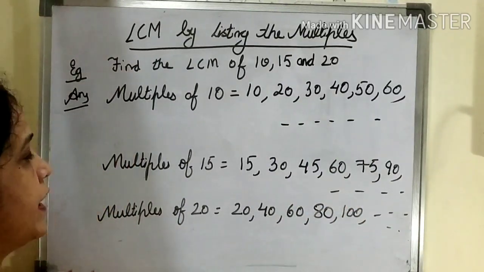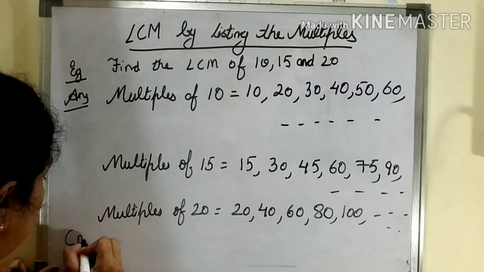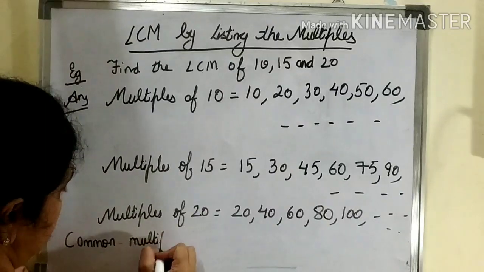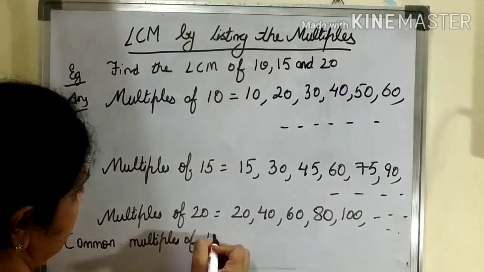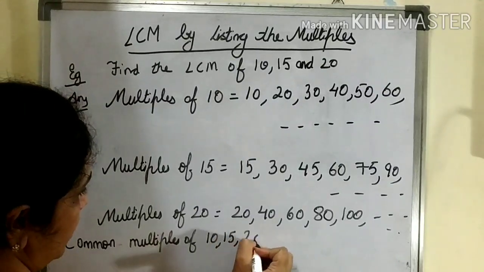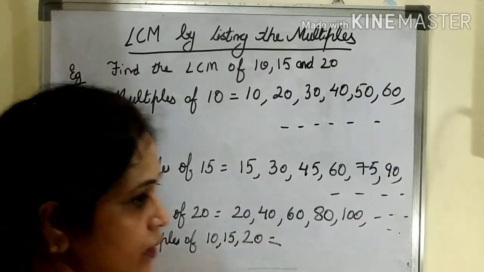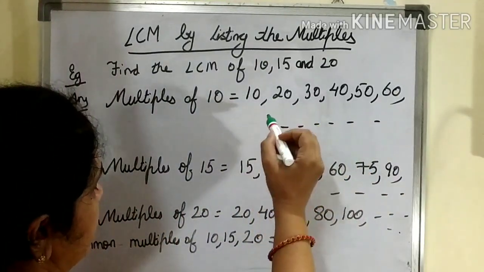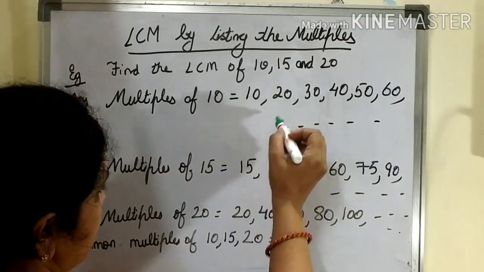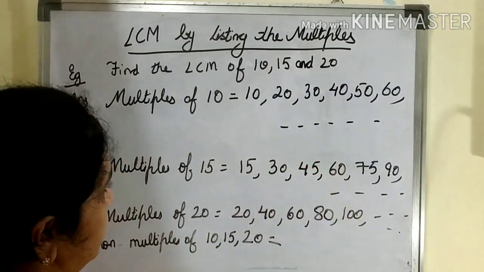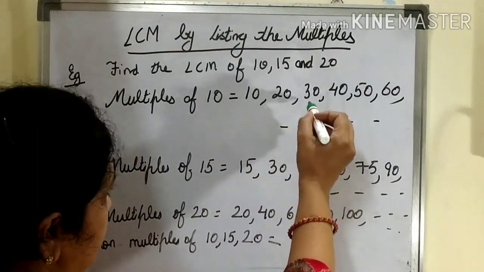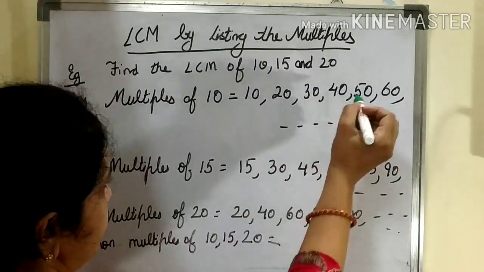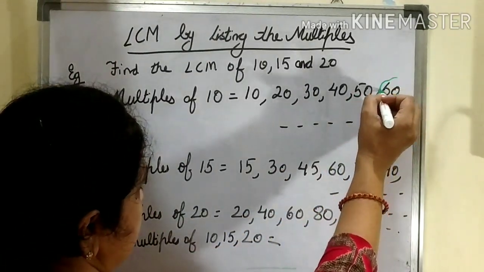Now we are going to find the common multiples of 10, 15 and 20. What are the common multiples of 10, 15 and 20? Let us encircle it. It should be common to every number. So 20 is common in 10 and 20 but it's not common in 15. 30 is common in 10 and 15 but it's not common in the multiples of 20. So the common multiple I found is 60.